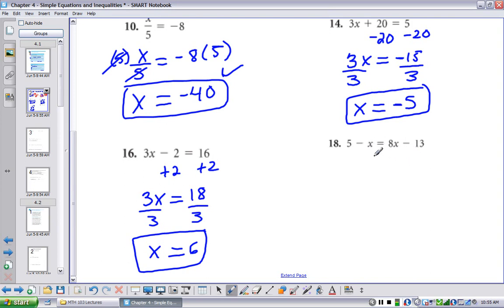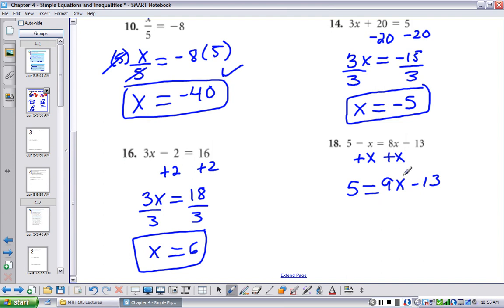We have 5 minus x equals 8x minus 13. So I have a negative x here on this left-hand side. If I want to get rid of that, I can add x to both sides. So what this becomes is 5 equals 9x minus 13. I chose to add x to both sides so I can get all my x's on the right-hand side, and notice that those x's are positive.